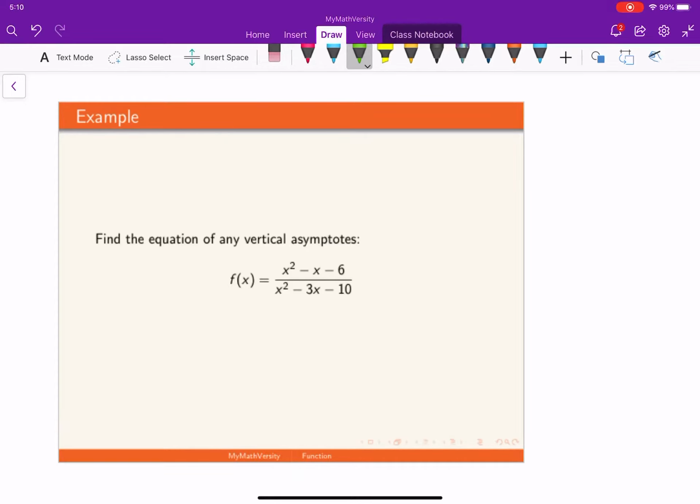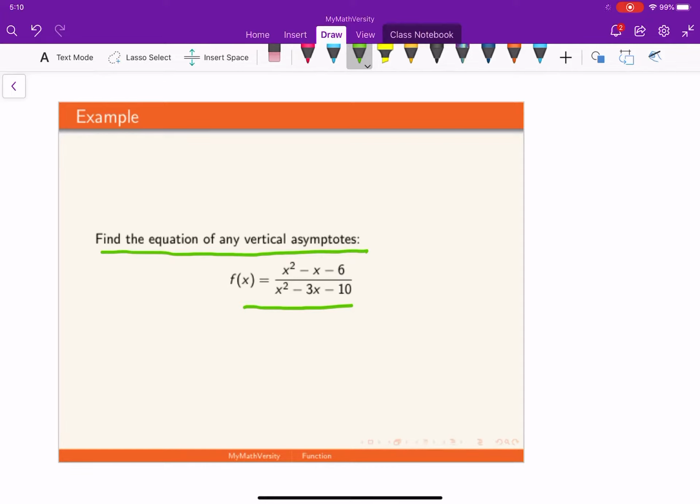We have a rational function given here as x squared minus x minus 6, a polynomial, in the numerator, and x squared minus 3x minus 10 in the denominator. Our goal is to find the equation of any vertical asymptote this rational function has. Okay, so let's try to do that.